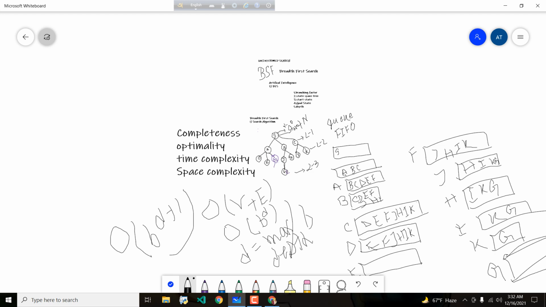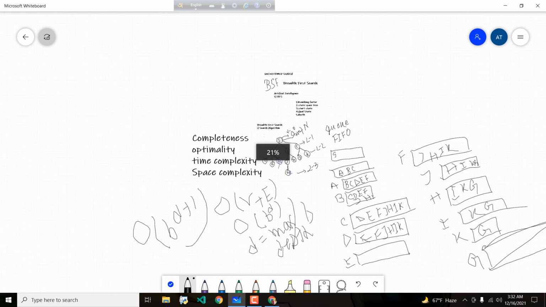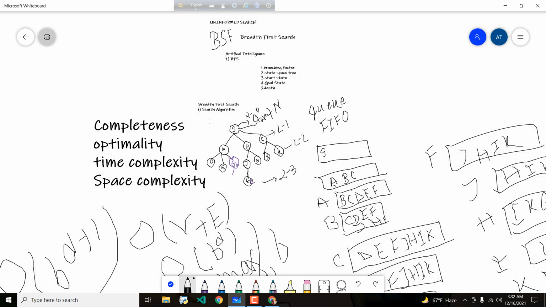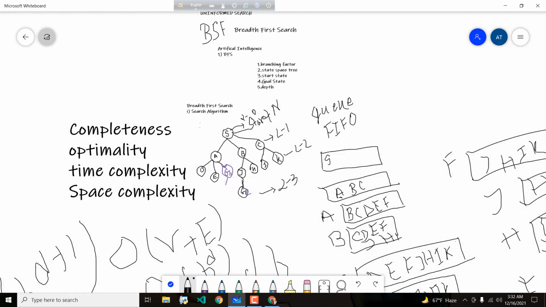I will discuss this linear space complexity of DFS in my later video, where we will go through the DFS search algorithm and its simulation, and we will discuss what limitations we face in DFS. So for now, our tutorial is ending here on the BFS search algorithm. Thank you for watching. Please remember some of the key aspects and keywords: completeness, optimality, time complexity, space complexity, branching factor, state space tree, start state, goal state, etc.